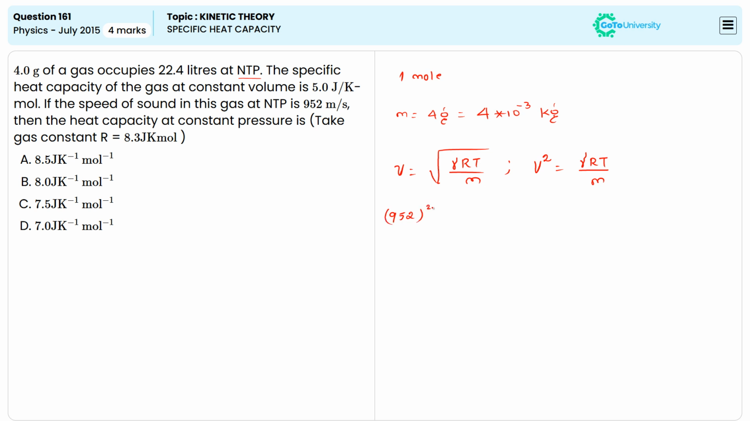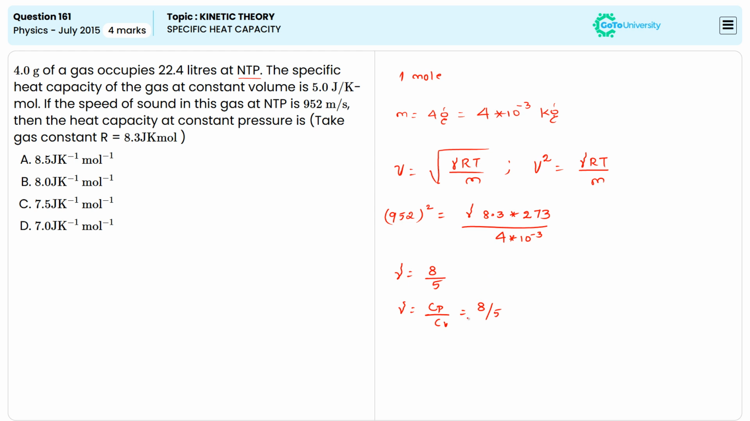And by substituting the values, that is V, this value is 952, so 952 whole square is equal to gamma into R value, which is given as 8.3, into T at NTP, that is 273, divided by 4 into 10 to the power of minus 3. By solving, gamma is equal to 8 by 5. Thus, gamma, we know that is Cp by Cv, is equal to 8 by 5.